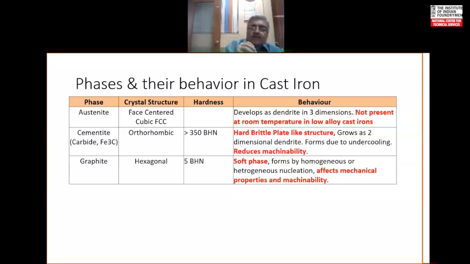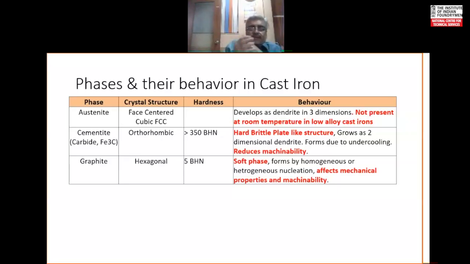But it is important to remember, while it gives us hard particles within the matrix, too much of this will cause a reduction in machinability. The tools will tend to get damaged because they are really, really hard particles.